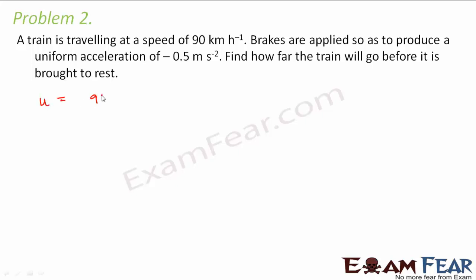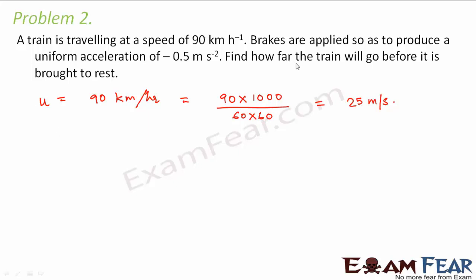So that means in this case, initial velocity is 90 kilometers per hour. If we want to change it into meter per second, it will become 90 into 1000 divided by 60 into 60. So this comes out to be 25 meter per second, right?